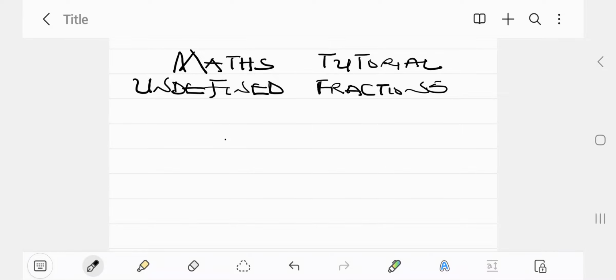Today we are going to talk about undefined fractions. We'll start by first of all explaining what an undefined fraction is.